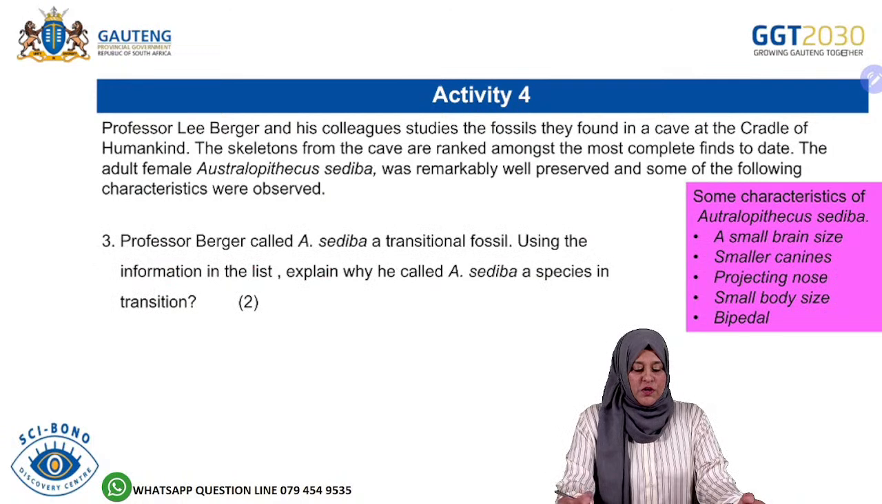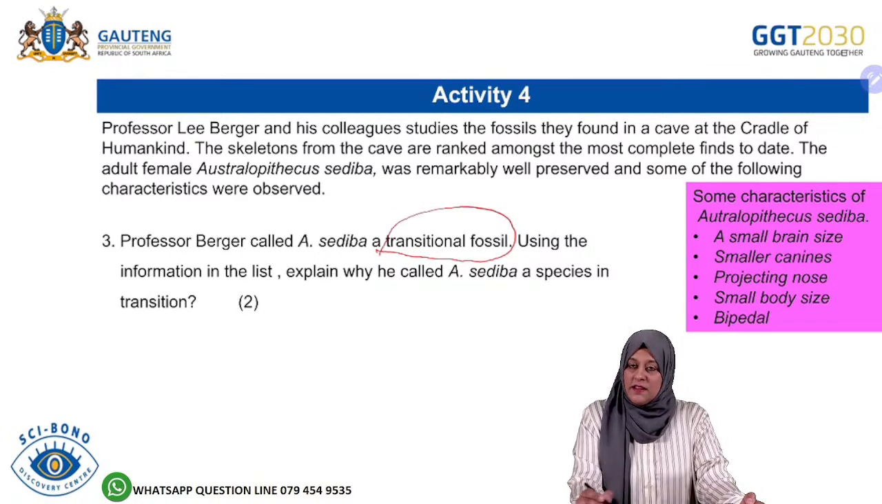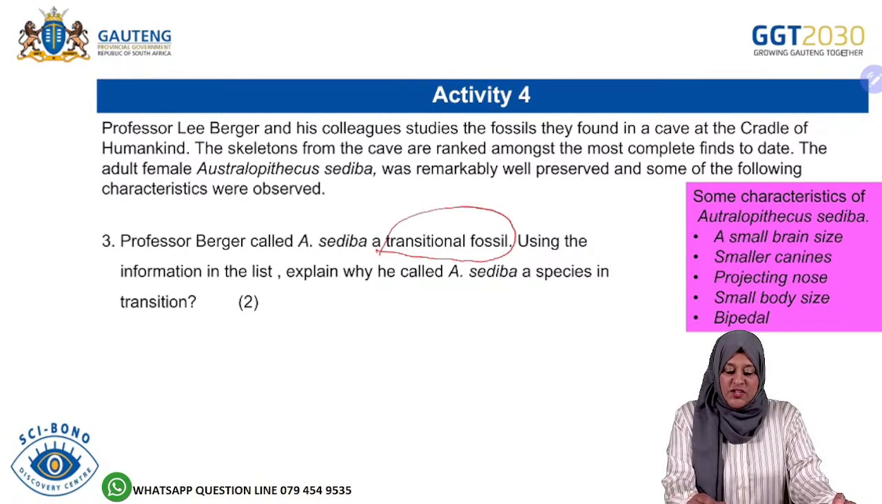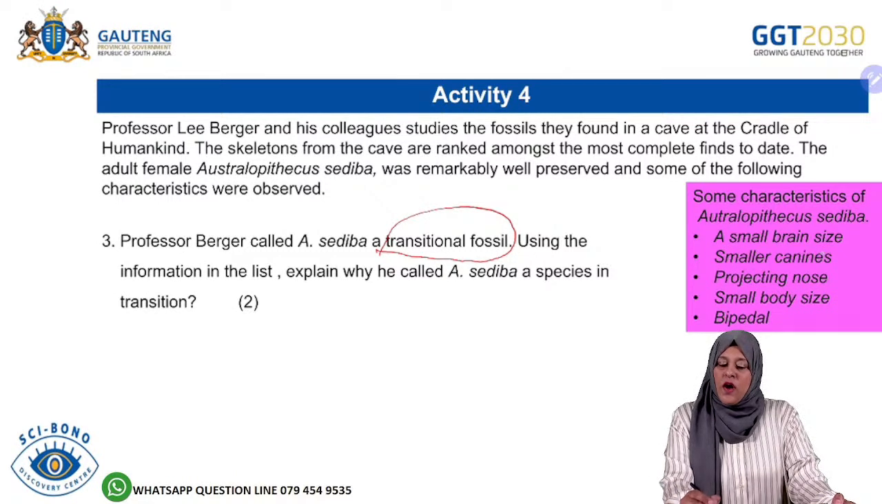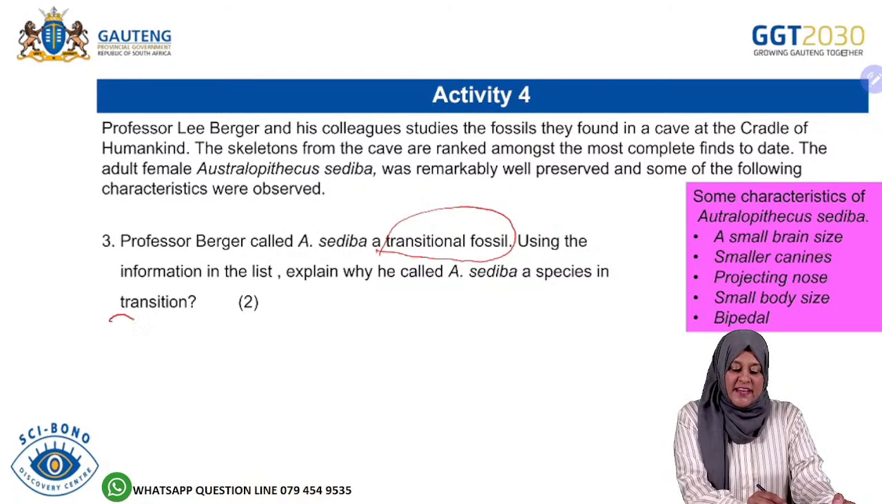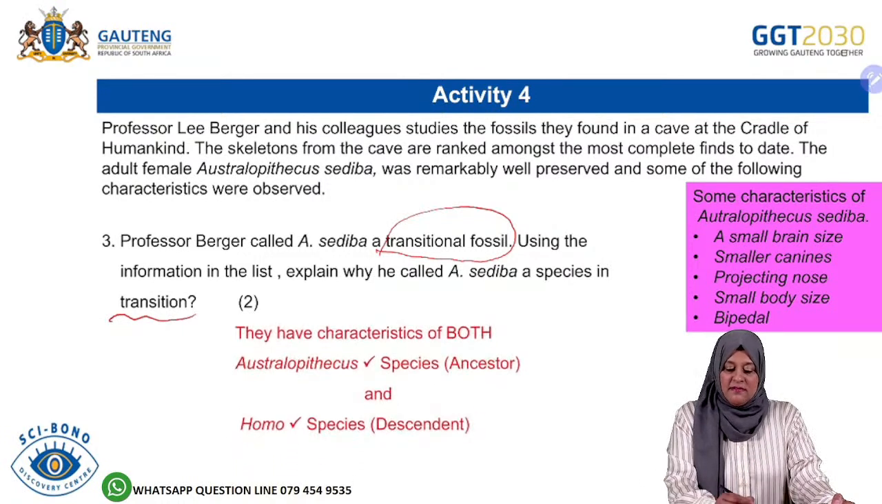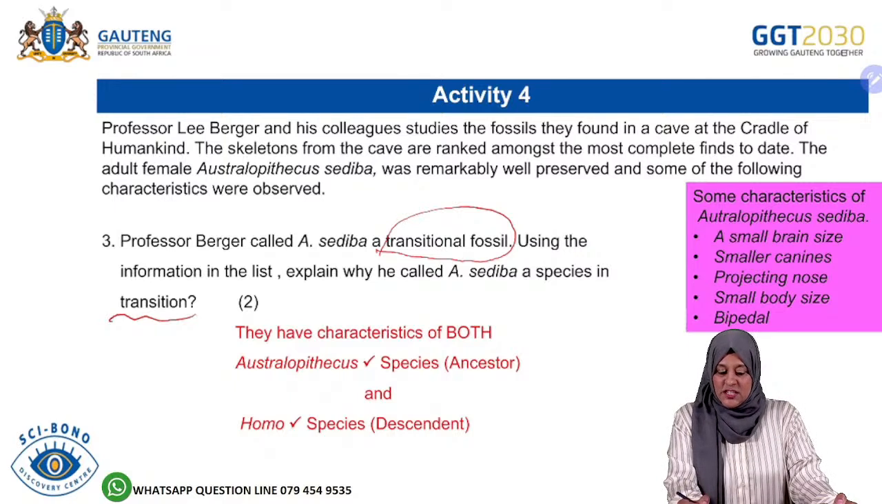Activity 4 continued. Professor Berger called Australopithecus sediba a transitional fossil. Using the information in the list, explain why he called Australopithecus sediba a species in transition. Right? So as we said, they have characteristics of both Australopithecus, the ancestor species, and the Homo species, which is the descendant species.